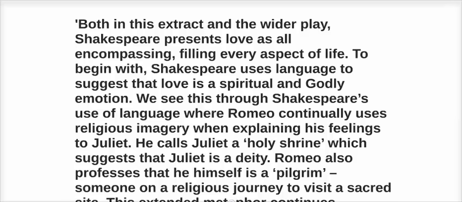Both in this extract and the wider play, Shakespeare presents love as all-encompassing, filling every aspect of life. To begin with, Shakespeare uses language to suggest that love is a spiritual and godly emotion. We see this through Shakespeare's use of language, where Romeo continually uses religious imagery when explaining his feelings to Juliet. He calls Juliet a holy shrine, which suggests Juliet's a deity.